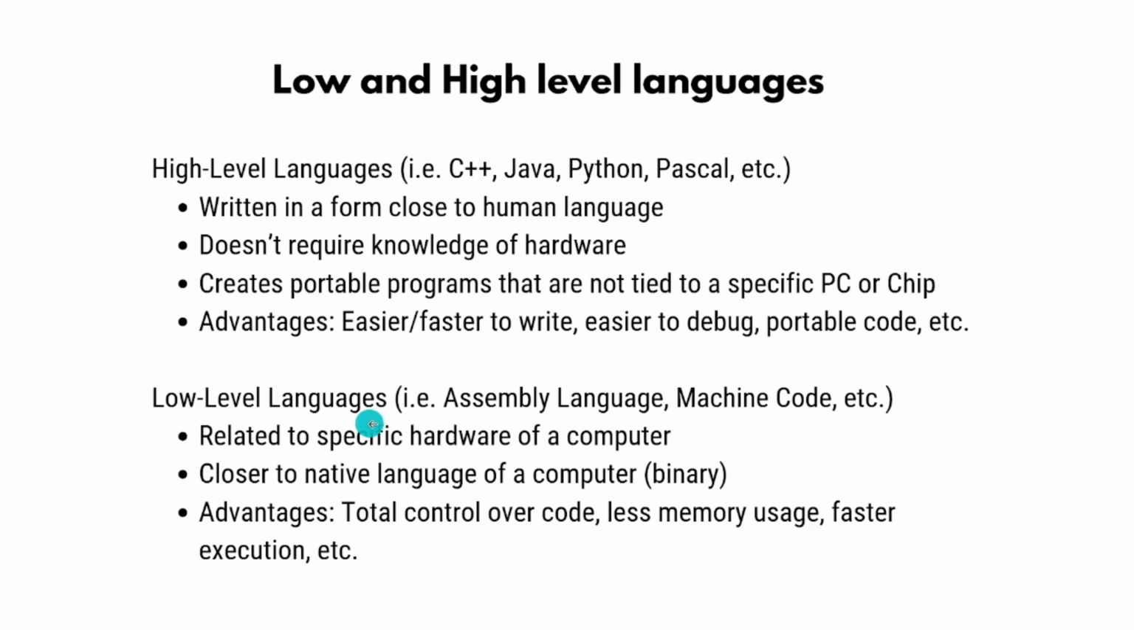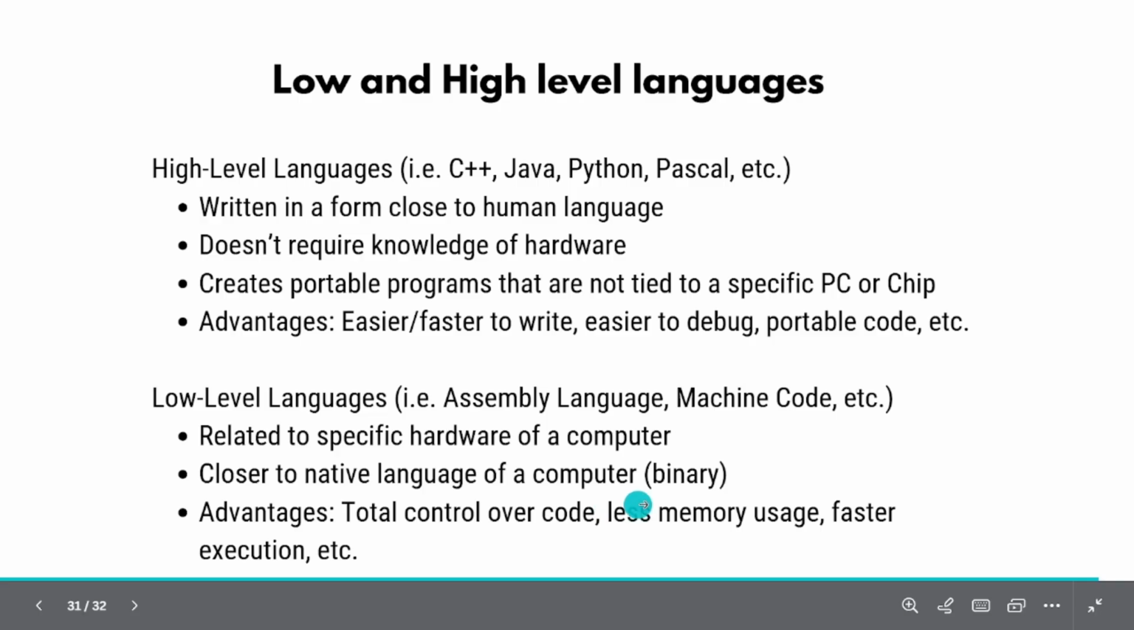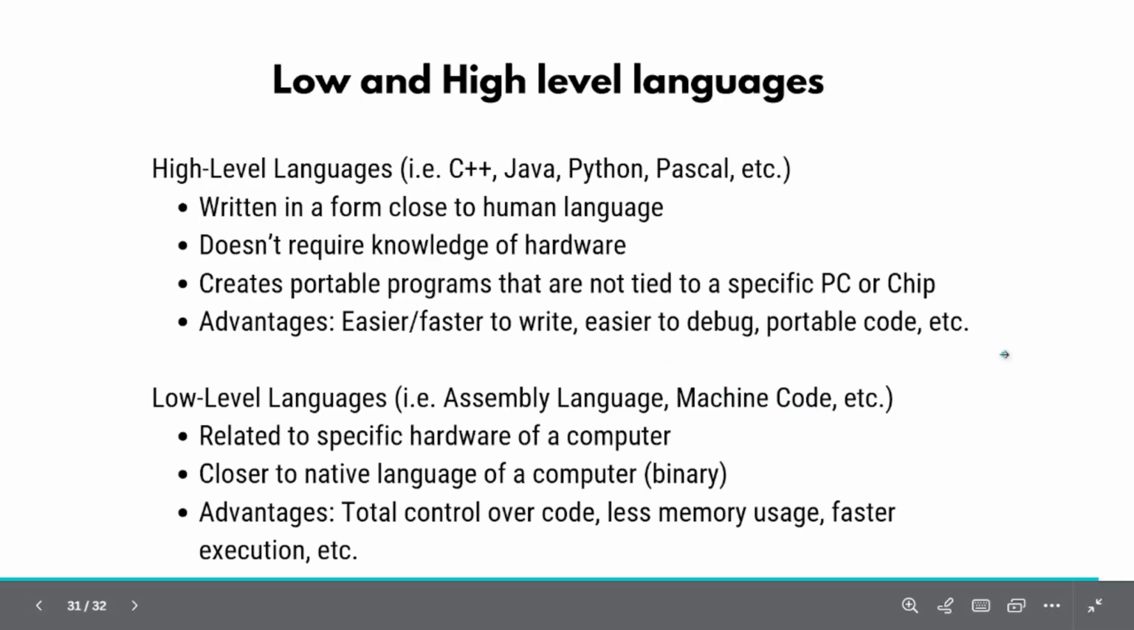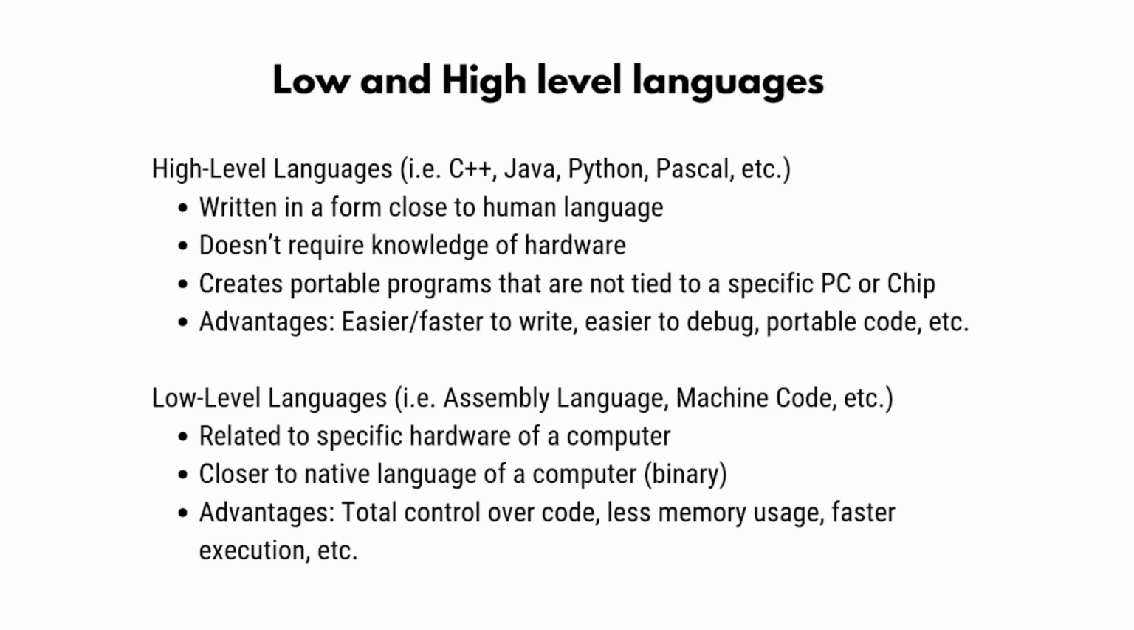And then there are low-level languages, which are a lot more rare because they're related to the specific hardware of the computer, and they're closer to the native language of the computer, which is binary. The downside is they're a lot harder to use and interpret. Some of these include assembly language and machine code. Machine code is pretty much never used anymore because of how close it is to binary, so it's very inefficient to write. Some advantages are that you have total control over the code, so you don't have to conform to a specific programming language's syntax. There's less memory usage and faster execution.